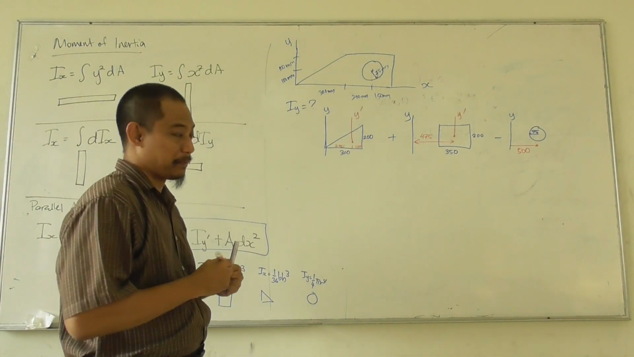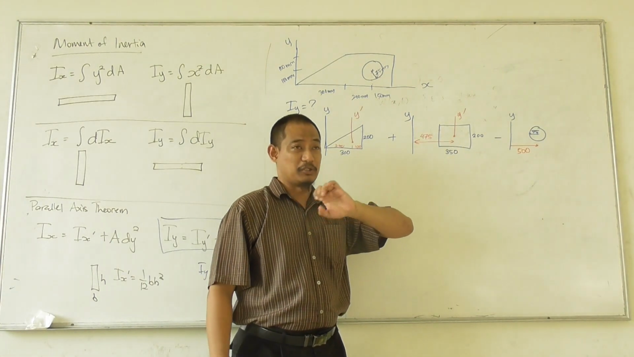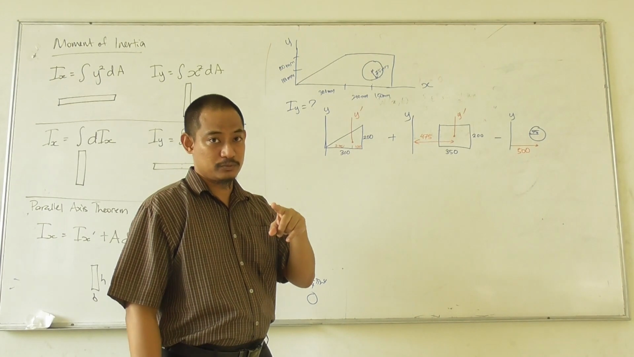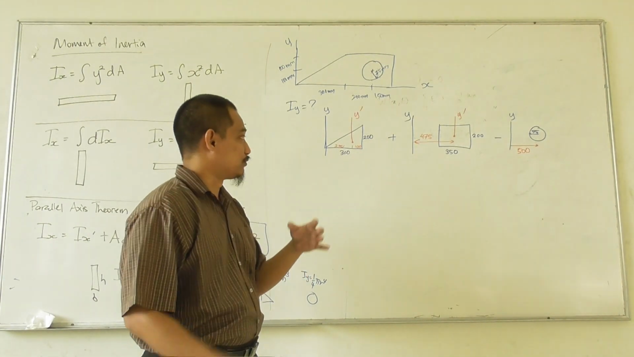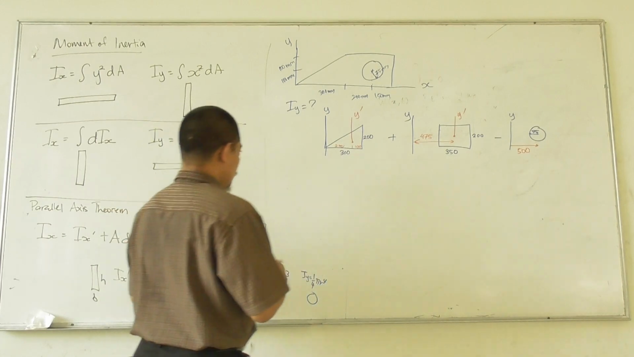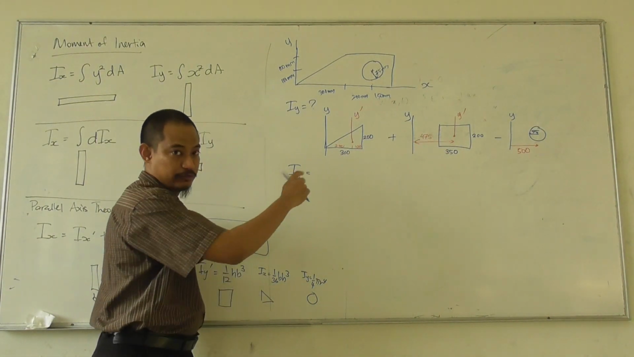So that's number one. Make sure you draw that. There's no mark for it because it's not compulsory to draw, but it will be very helpful for you and for the examiner also to follow what's going on. Alright. So simply Iy is the addition of the individual Iy.